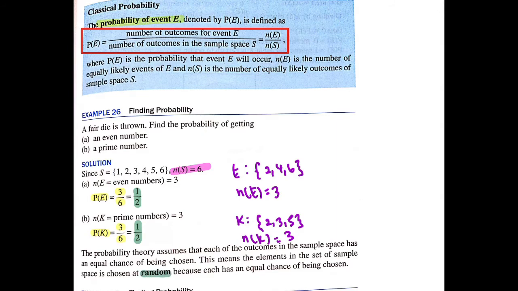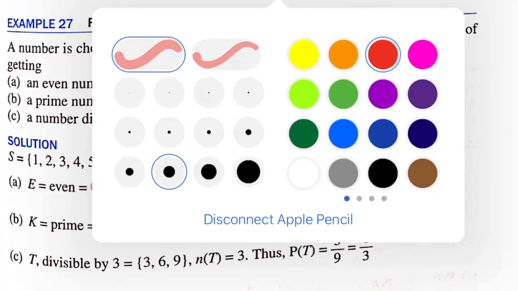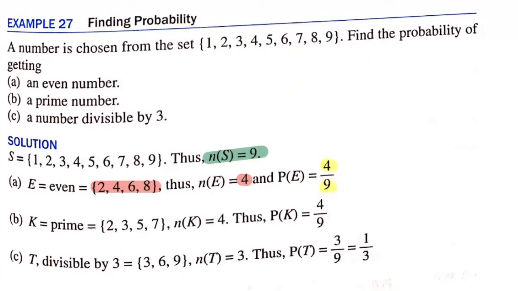So take note that the probability should be of a random event because each outcome should have an equal chance of being chosen. Let's see the next example. A number is chosen from a set of 1, 2, 3, 4, 5, 6, 7, 8, 9. Find the probability of getting an even number. From this list, n(S), the number of sample space, is 9. The even numbers are 2, 4, 6, 8. Therefore, the number of the event is 4, and the probability is 4 over 9. We cannot simplify 4 over 9, so we leave the answer as 4 over 9.